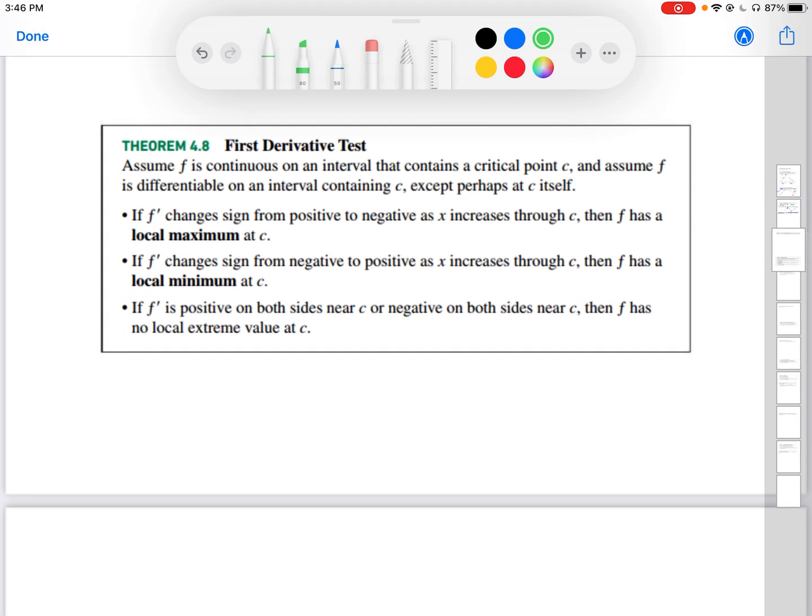Theorem 4.8, the first derivative test. Assume f is continuous on an interval that contains a critical point c, and assume f is differentiable on the interval containing c except perhaps c itself. If f prime changes sign from positive to negative as x increases through c, then f has a local maximum. If the derivative changes from negative to positive, then it has a local minimum. If f prime is positive on both sides near c or negative on both sides near c, then it has no local extreme value at c.